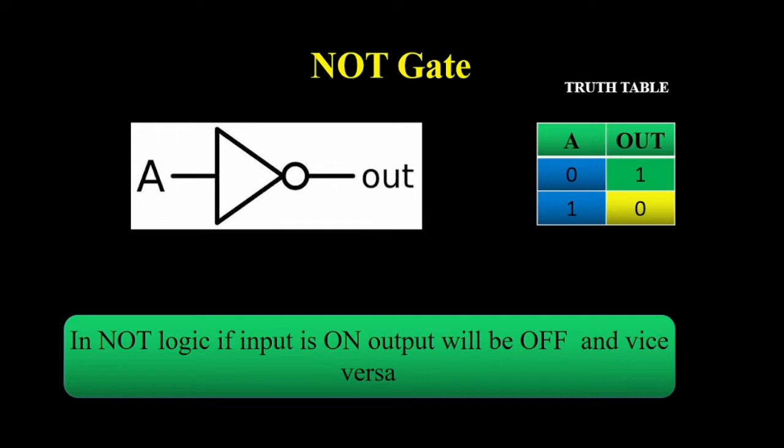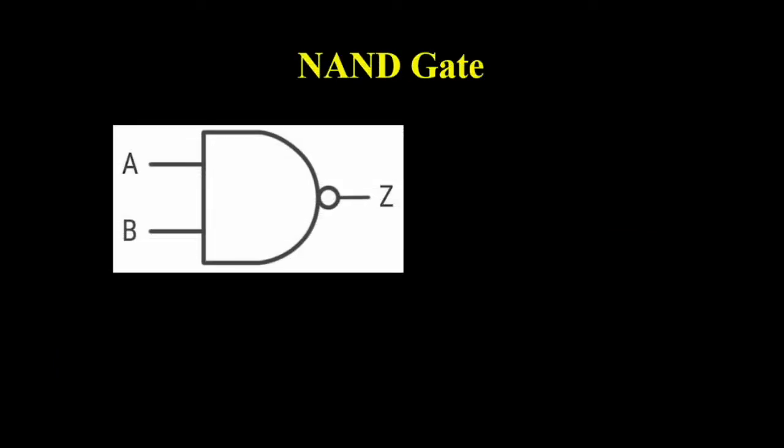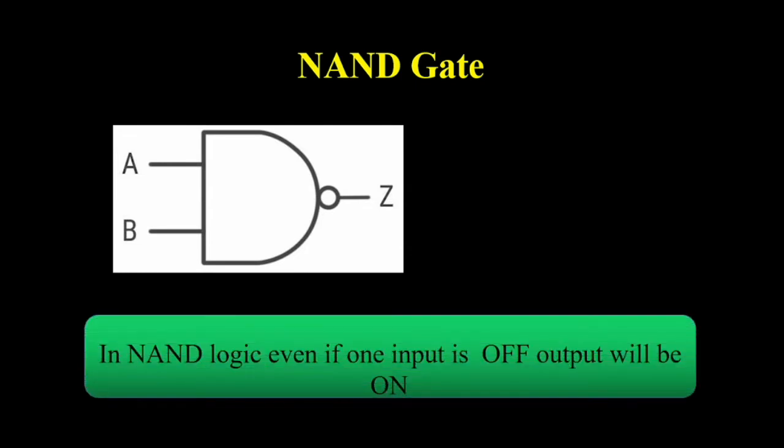Now let us see about a NAND gate. And this is the circuit diagram of the NAND gate. In NAND logic, if one input is off, the output will be on. Now let us see its truth table for an easy understanding.